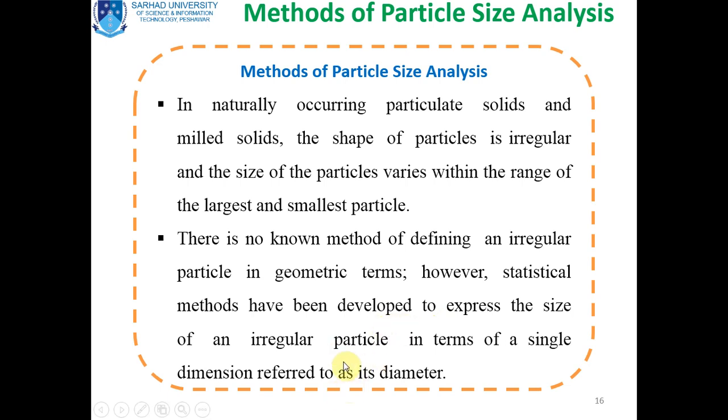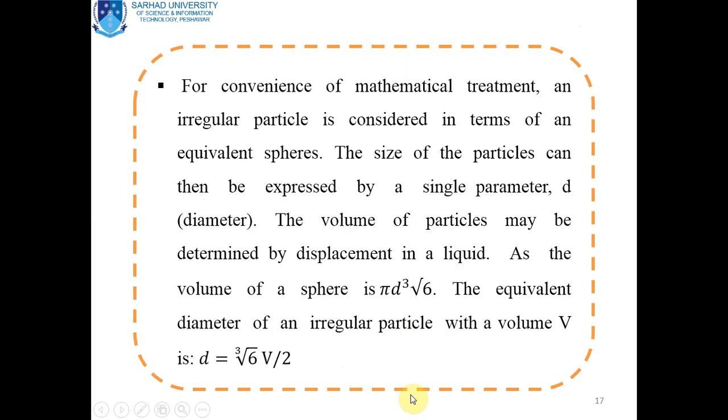So, for an irregular particle in terms of a single dimension, we have to use the statistical method that is referred to as its diameter. For convenience of mathematical treatment, an irregular particle is considered in terms of an equivalent sphere. We consider that this irregular particle is equivalent to a spherical particle, and the size of the particle can then be expressed by a single parameter, that is diameter.